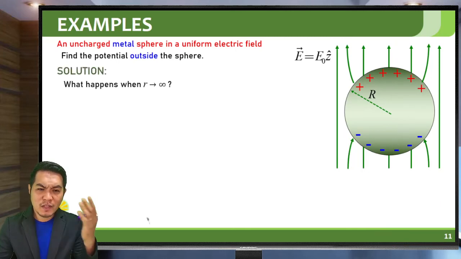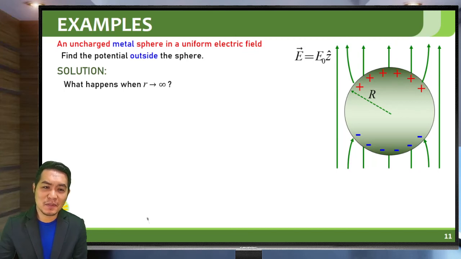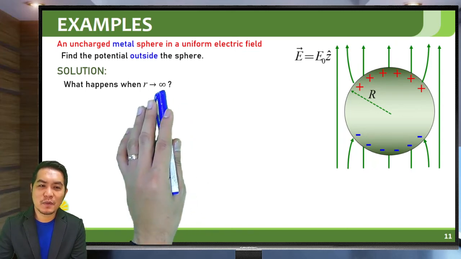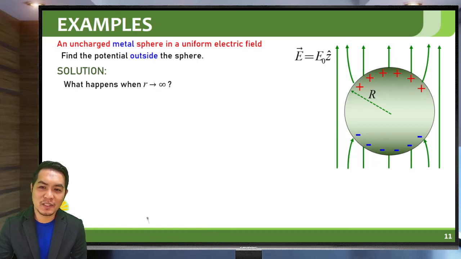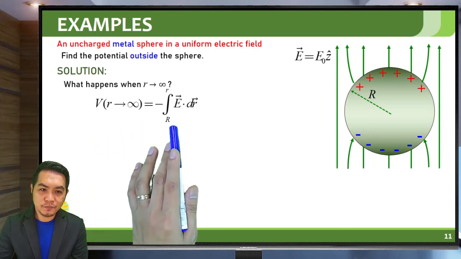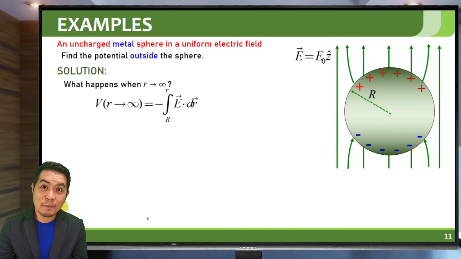Before we can write our boundary conditions, we need to ask this question first. What happens when r approaches infinity? Because this is our condition. What happens to your potential actually? Take note, we have an external electric field here. When r approaches infinity, we are now trying to find the potential at infinity. So we cannot set our potential at infinity to be 0. We are trying to find it because there's an external electric field.